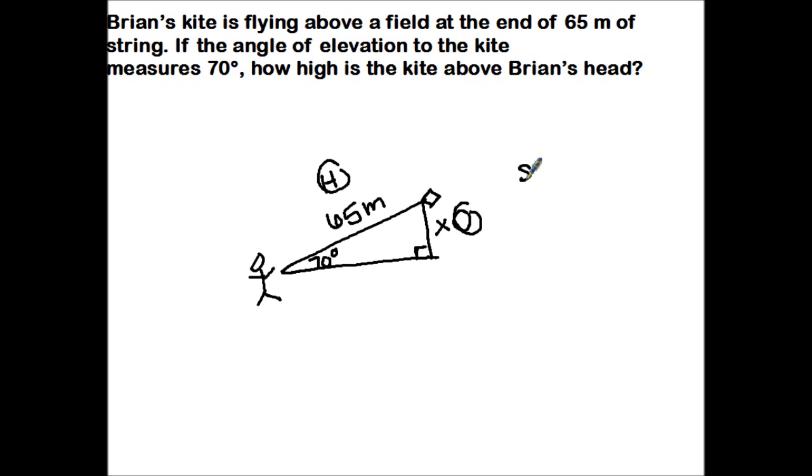So I'm going to say sine of 70 equals x over 65. We're going to have to solve for x here, so we're going to multiply both sides by 65. So that cancels out, so x equals, in your calculators, please type 65 times sine 70. And we should get 61. Let's round this one to one decimal place, so 61.0 meters would be my final answer.